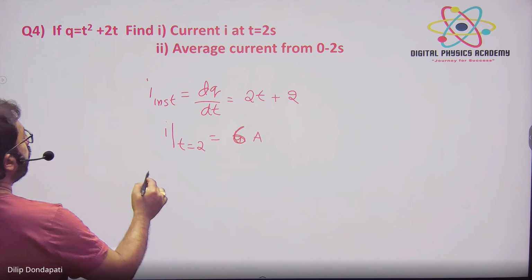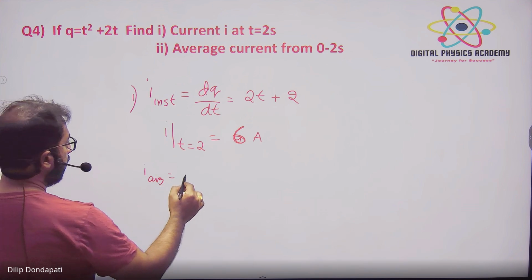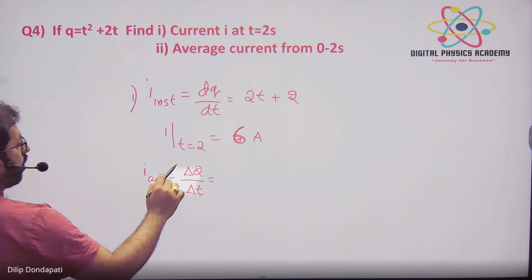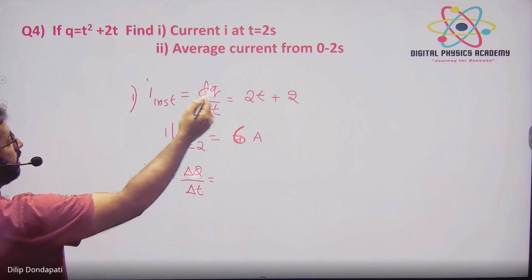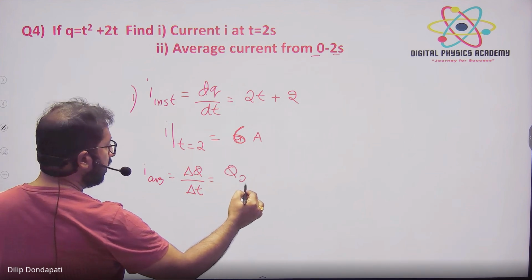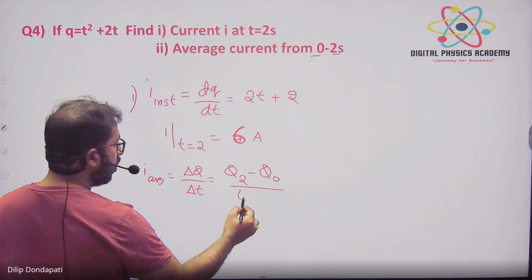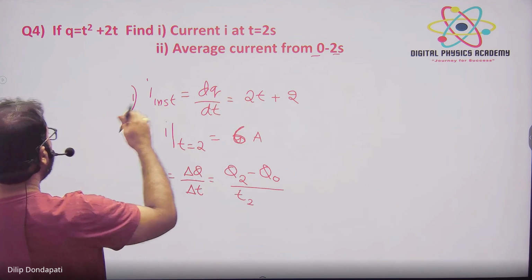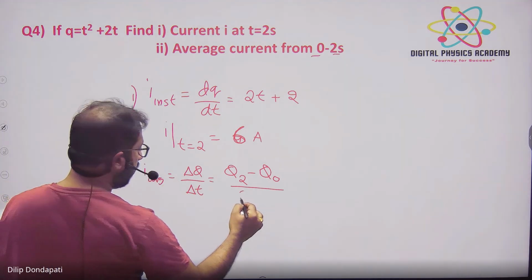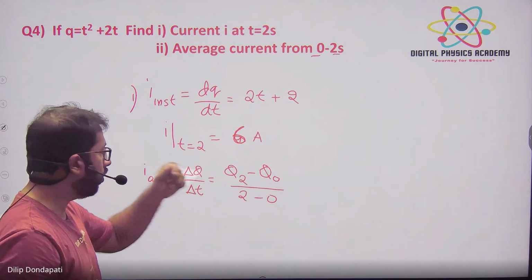Now the I average formula is delta Q by delta T, Q final minus Q initial. How many seconds do we need, from 0 to 2 seconds? That means charge flown in 2 seconds minus charge flown in 0 seconds, upon T2 minus T1. So T2 is nothing but 2 minus 0. Understood? Delta Q is charge flown in 2 seconds minus charge flown in 0 seconds.